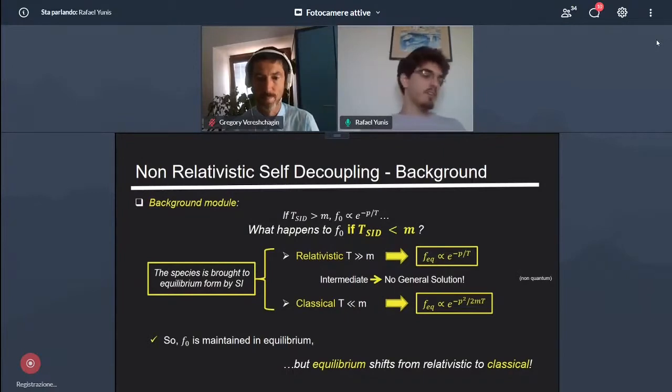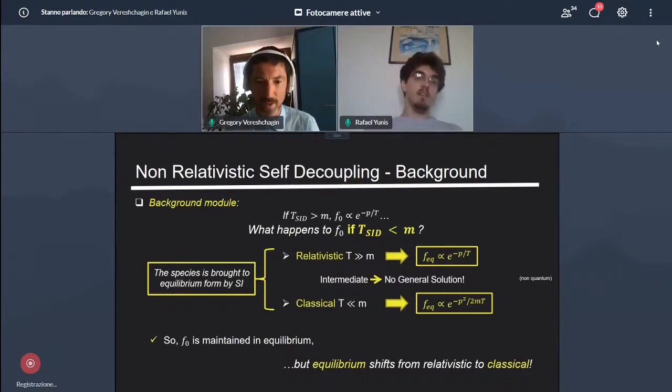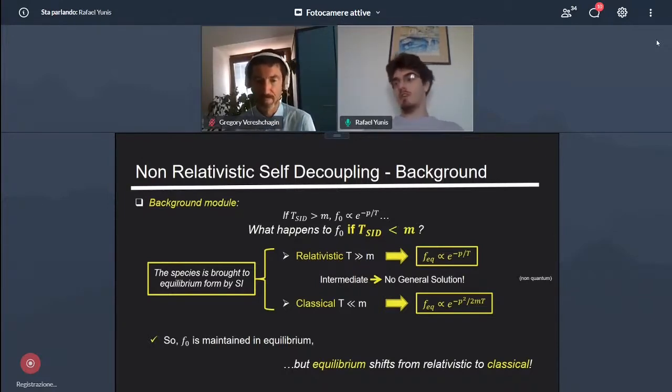Now, let's briefly discuss what this modification does in the case of the background distribution function. In case the self-decoupling temperature is relativistic, then this background distribution function remains in a relativistic form.